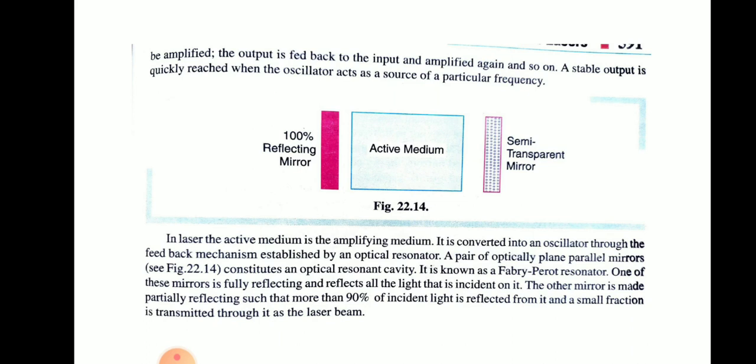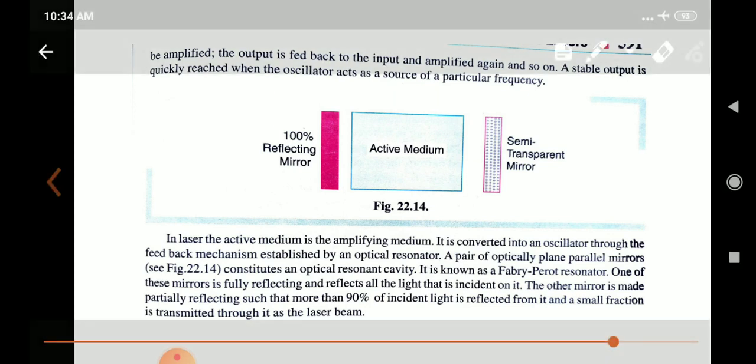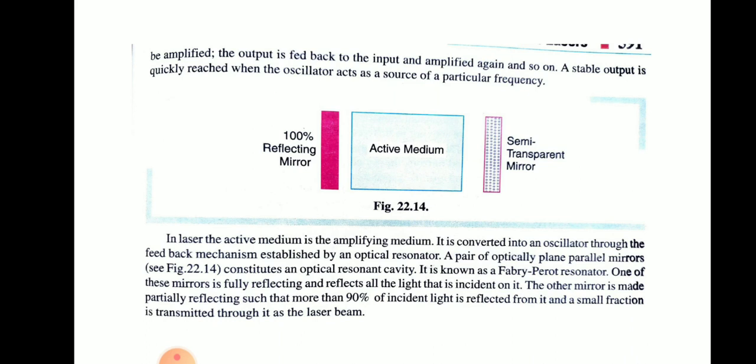Again, in the diagram, there is a 100% reflecting plane mirror, then the active medium, and again a semi-transparent mirror, so that reflection takes place a number of times and the light comes out from the semi-transparent mirror. In a laser, the active medium is an amplifying medium. It is converted into an oscillator through the feedback mechanism established by the optical resonator. A pair of optically plane parallel mirrors constitutes an optical resonant cavity. It is known as the Fabry-Perot resonator.